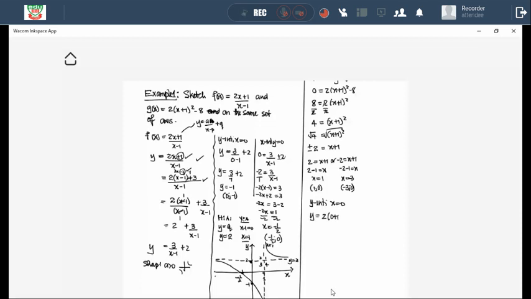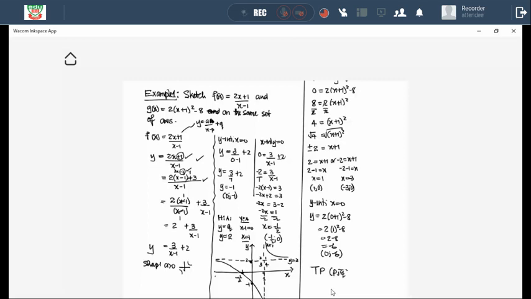For x equals 0, we have 2 times (0 plus 1) all squared minus 8, which is equal to 2 times 1 squared minus 8, which is 2 minus 8, and your answer is -6. So it's 0 and -6, something like that. Now, the next step is for us to come up with the turning point.